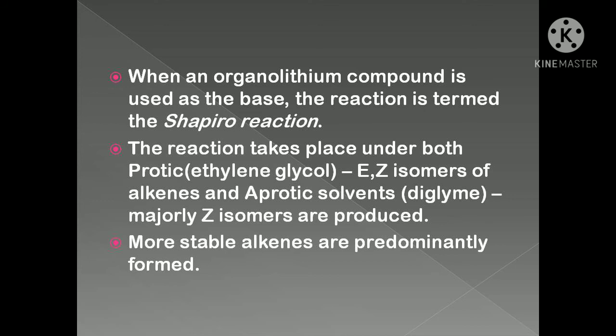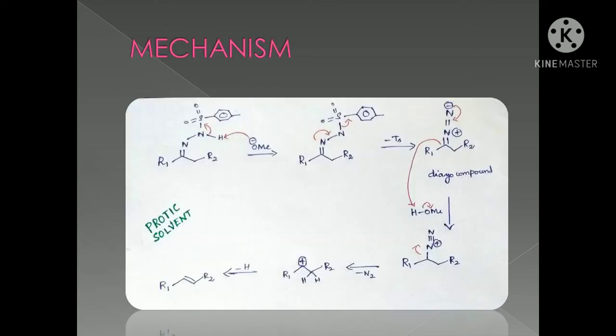We will look into the mechanism of this reaction. First, we will see the mechanism of the reaction in protic solvent. Methoxide ion abstracts the NH proton to produce an anion, which expels para-toluene sulfinate to produce diazoalkane as intermediate. This diazoalkane abstracts a proton from the solvent to produce alkyl diazonium species. This alkyl diazonium liberates nitrogen and forms carbocation. This carbocation eliminates a proton to produce alkene. This is the mechanism happening in protic solvent.